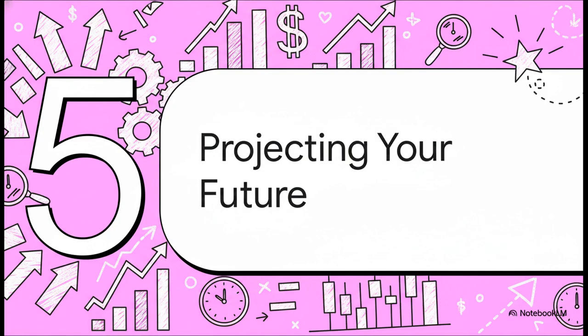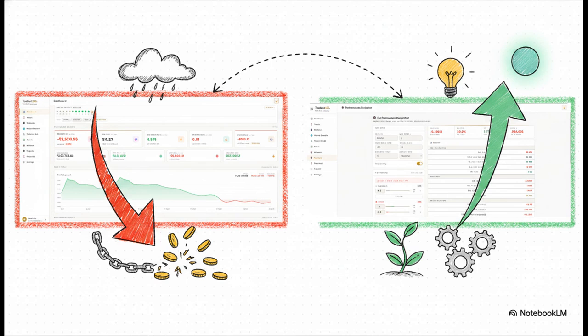Okay, so you have the diagnosis. You know exactly what's broken. What's next? Well, knowing your mistakes is one thing, but actually fixing them is another. This is where we move from analyzing the past to actually modeling the future. And I love this because it shows the whole journey. On the left, you've got the painful reality of past performance. And on the right, you have the performance projector, a tool that lets you build a different, better future based on everything you've just learned.